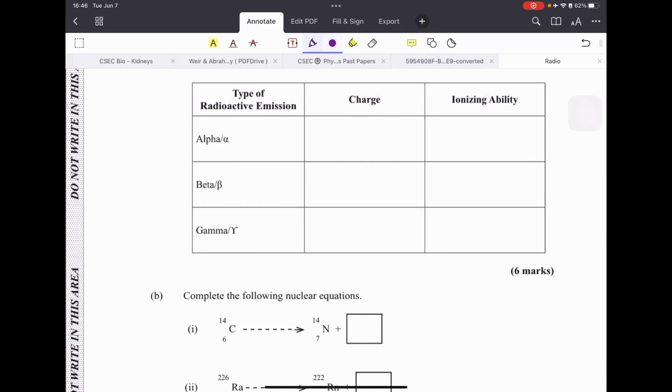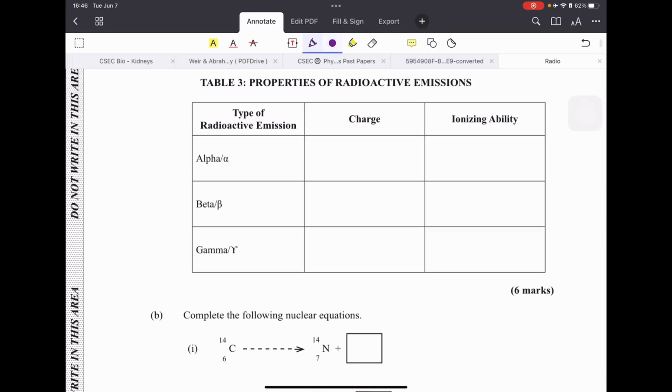Hi everyone, and welcome to this short video that is going to show how to answer these questions on radioactivity, half-life, and nuclear reactions. Okay, so we'll do a couple of questions today and we'll be able to answer anything that they will throw at us in the exam.